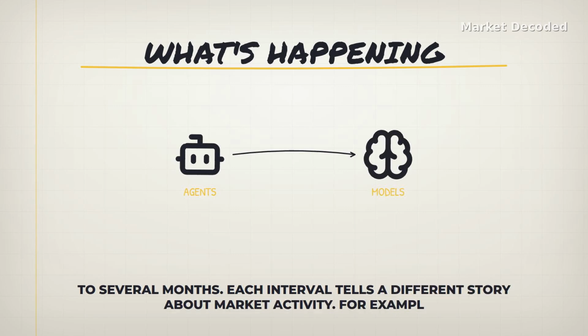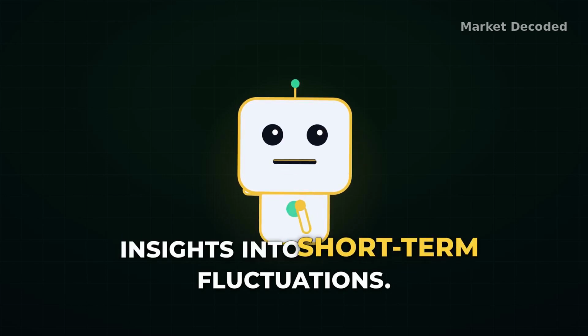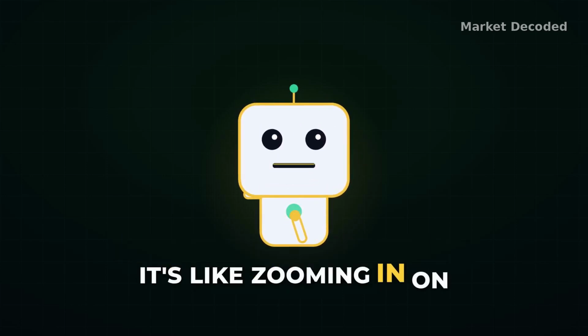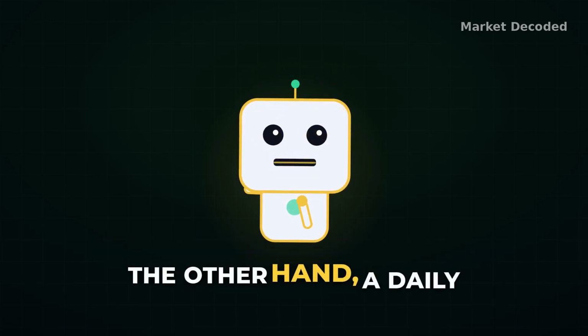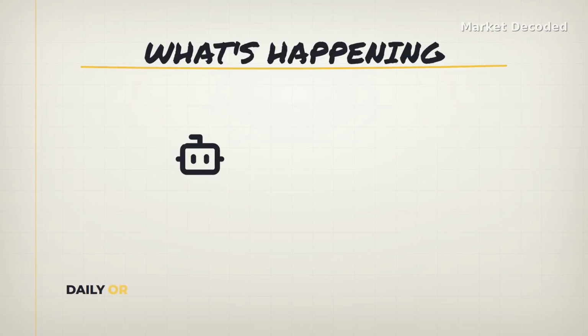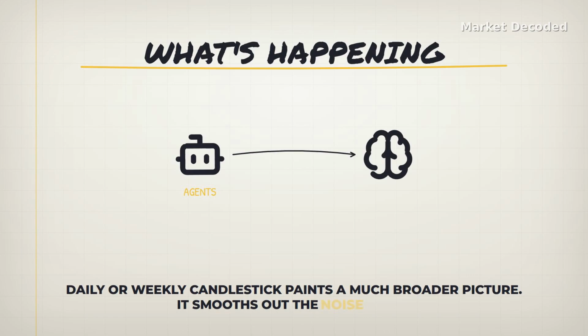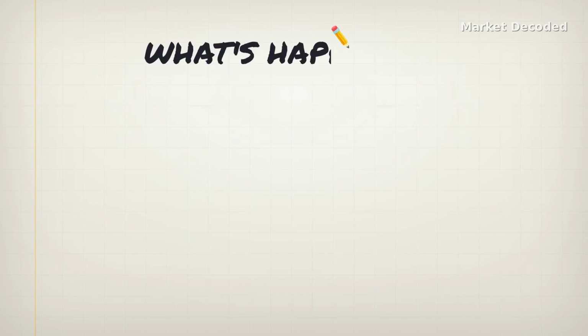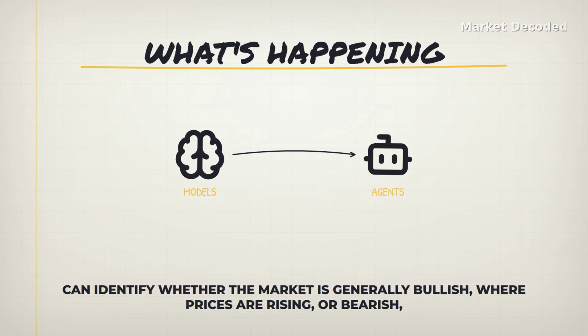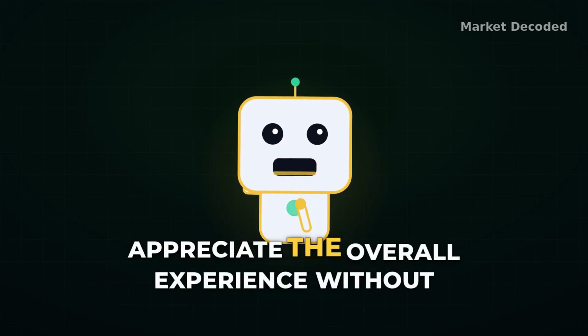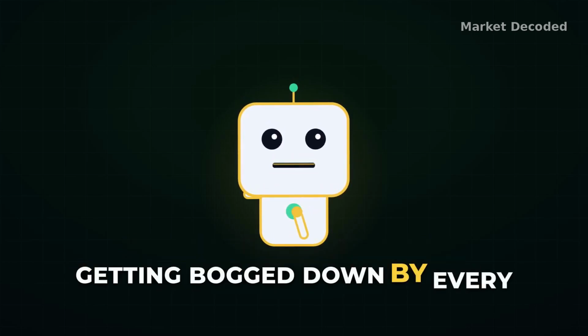For example, a 1-minute candlestick shows rapid price movements and can give day traders insights into short-term fluctuations. It's like zooming in on those beach photos, capturing every wave and flip-flop moment. On the other hand, a daily or weekly candlestick paints a much broader picture. It smooths out the noise of daily ups and downs, allowing you to see the general trend over time. You can identify whether the market is generally bullish, where prices are rising, or bearish, where they're falling. Think of it as looking at the entire vacation from a distance, where you can appreciate the overall experience without getting bogged down by every single detail.